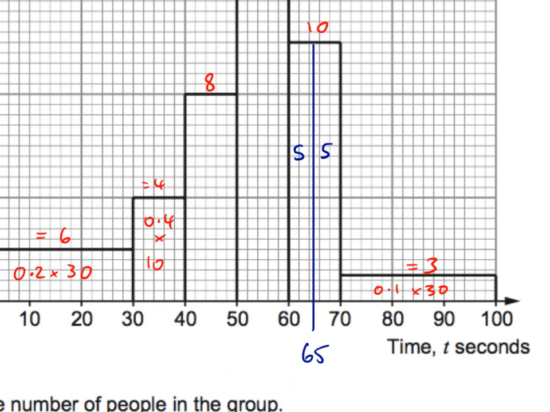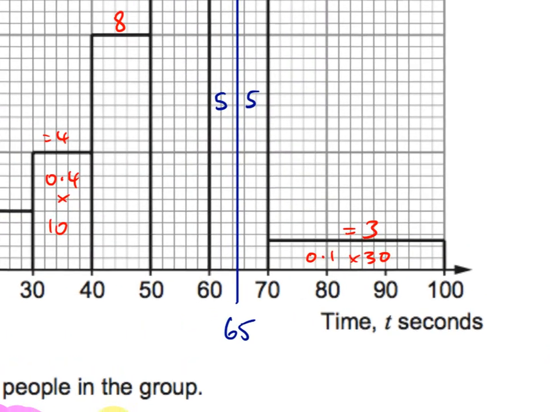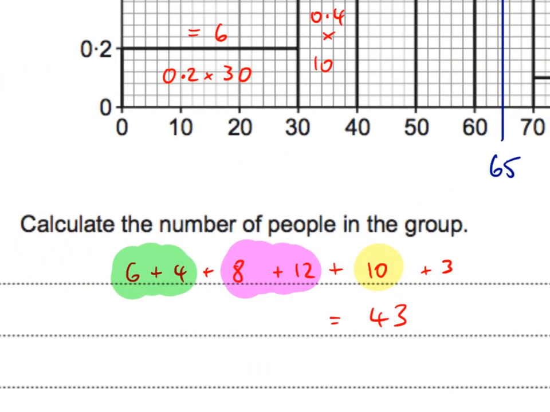I then repeat these sort of measures. So I'm times by 10, 0.4 times 10 is 4. This one here would be 0.8 times 10, and so on and so on. And 0.1 times by 30. So I then added all those numbers together. Now, because it was a non-calculator paper, I found number bonds here, so that makes 10, that makes 20, that makes 10, so that's 40. Add the 3 is 43, so you can do that quite quickly.